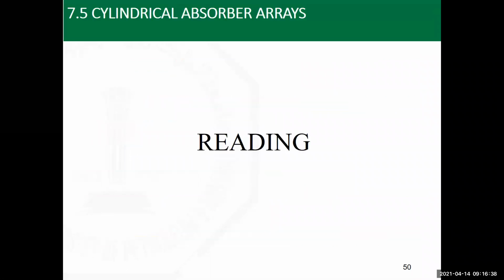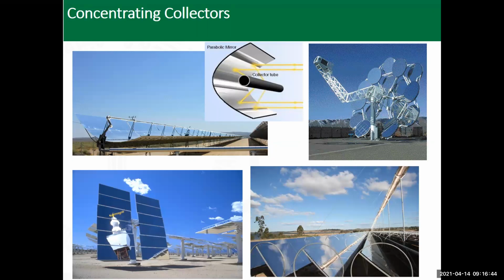Section 7.5 is just reading material, cylindrical absorber arrays. And here, I'm just reminding you again of the kind of collectors that we are focusing on. Maybe the figure at the left here is an interesting one because it shows what we just mentioned. Look at the length of the line where the fluid enters from here and extends all the way until the other side.